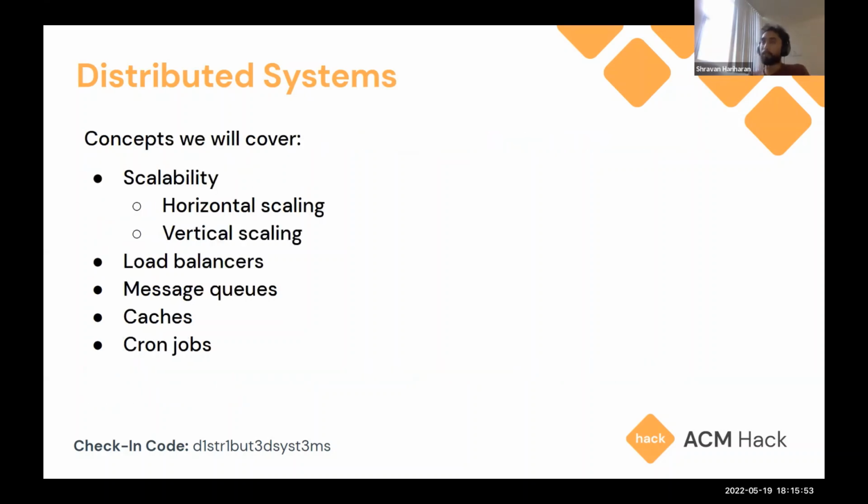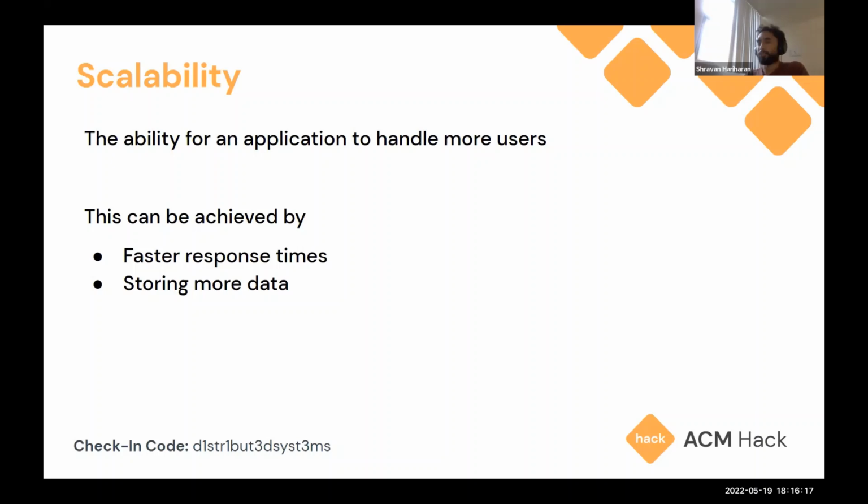To be more descriptive of what we'll be going over, the first topic will be scalability. We'll go over what's called horizontal and vertical scaling. Then we'll go into load balancers, then message queues, then caches, and lastly, cron jobs. And then we'll be doing some practical stuff with some of these technologies as well. So with that being said, let's dive into scalability.